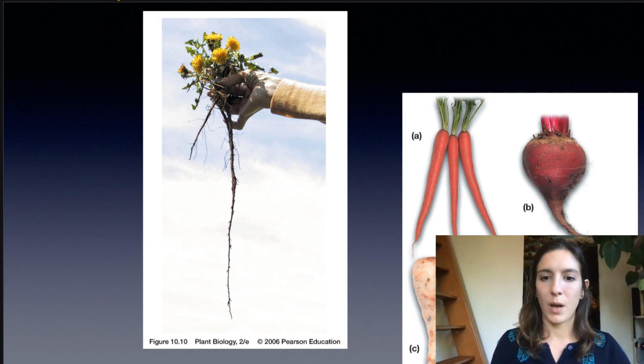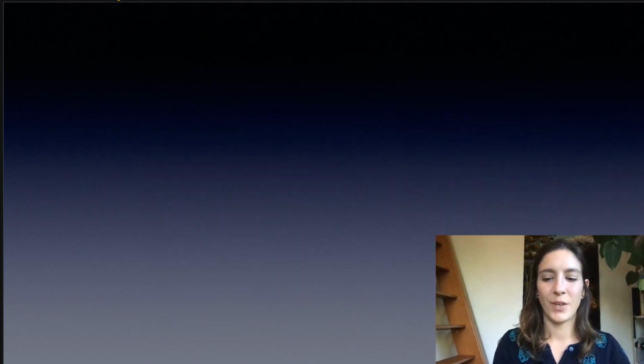You also know a couple of classic culinary taproots: carrots, radishes, beets. All right, that's all.